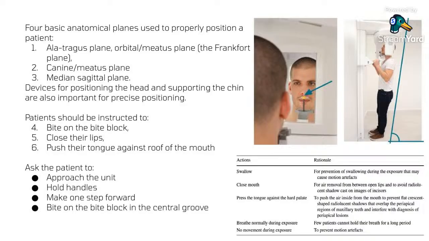Then you will ask the patient to close their lips and push their tongue against the roof of the mouth. Then you will ask the patient to approach the unit, hold the handles, and make one step forward, and bite on the bite block in the central groove. When the patient is biting on the central groove, make sure you tell the patient to bite edge to edge with the incisors. You will ask the patient to close their lips.